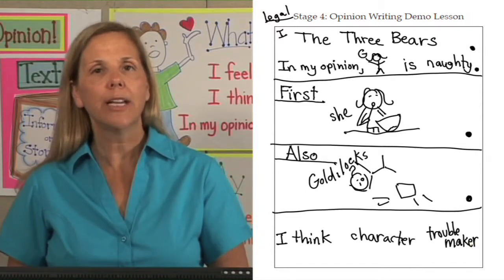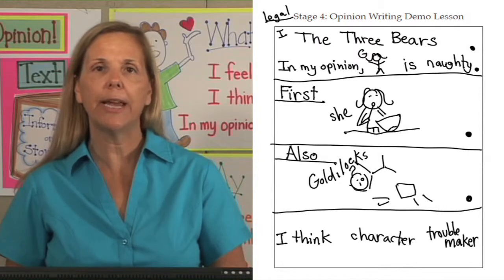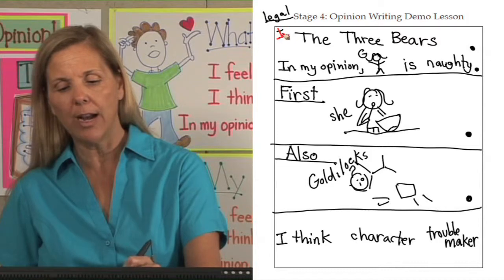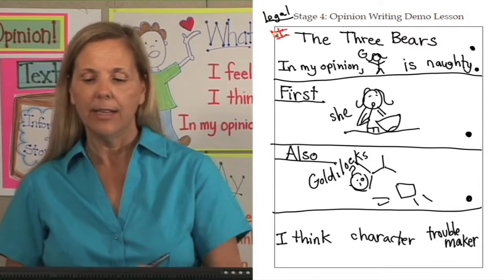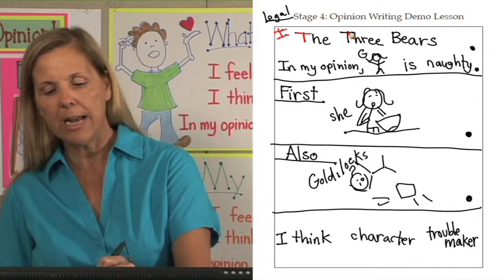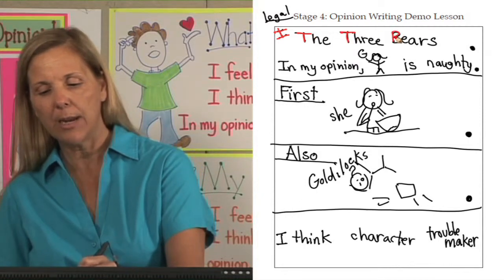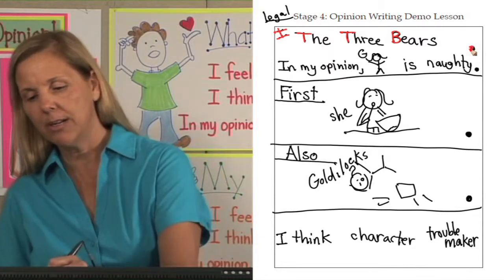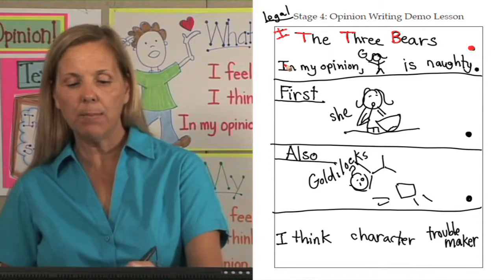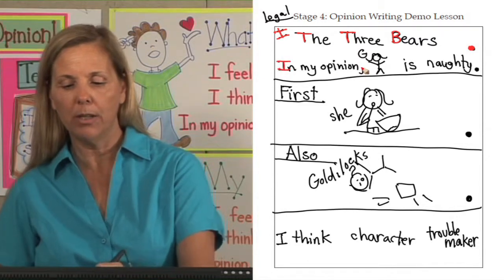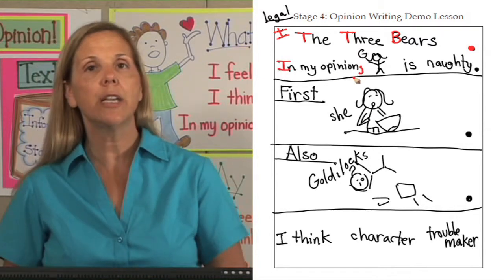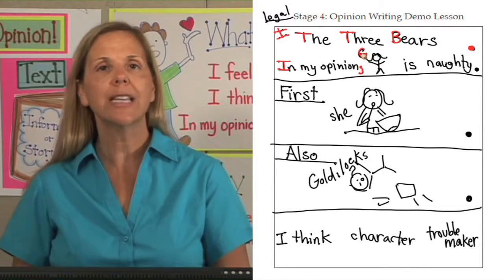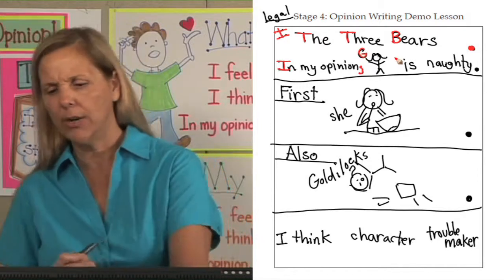Punctuation time. Let's put our capitals, commas, and periods in place with our red pen. I just finished reading. Ooh, what did we start with? I read The 3 Bears. Ooh, let's put our capital on The 3 Bears. And then I read the story The 3 Bears, period. In my opinion, in has a capital and then a comma. In my opinion, Goldilocks, let's put our capital there. In my opinion, Goldilocks is one naughty girl, period.